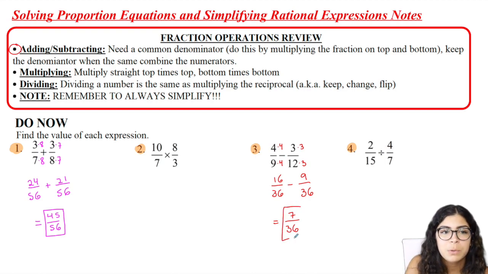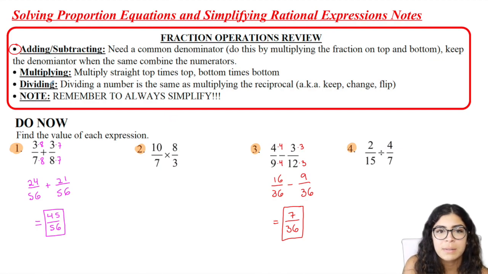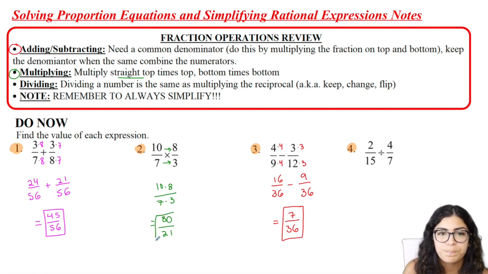All right, now let's move on to multiplying. With multiplying, multiplying is probably the easiest, you just multiply straight. Top times top, bottom times bottom. So we would do 10 times 8 over 7 times 3. So 10 times 8 is 80, and 7 times 3 is 21. And if there was a common factor between 80 and 21, we could simplify, but there isn't anything, so that is our final answer.